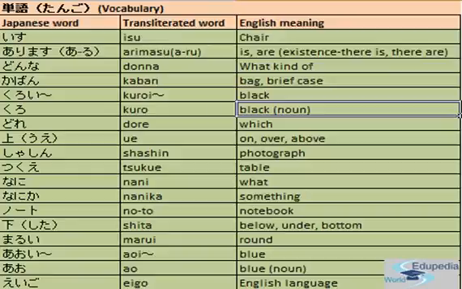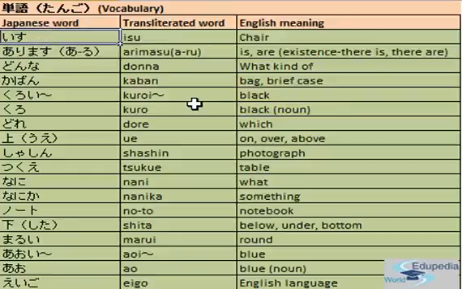Tango, vocabulary. Again, the vocabularies are split into three different columns. The first one is the Japanese word, the second one is the transliterated word in English, and the third column will give you the English meaning of the Japanese word. Clear? So let's learn the first word, isu. Though it's written as isu, it is pronounced as isu in Japanese. The English meaning of isu is chair.